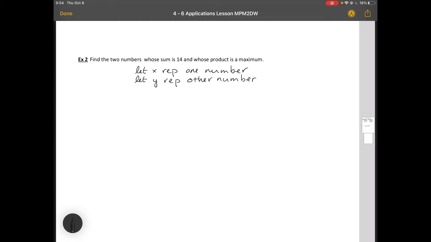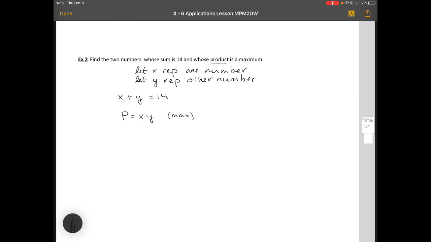So now I'm going to write my first equation. So two numbers whose sum is 14. So that means x plus y has to equal 14. Now my next equation is going to be for a product. So p is equal to x times y, and I know that it's going to have to be a maximum.